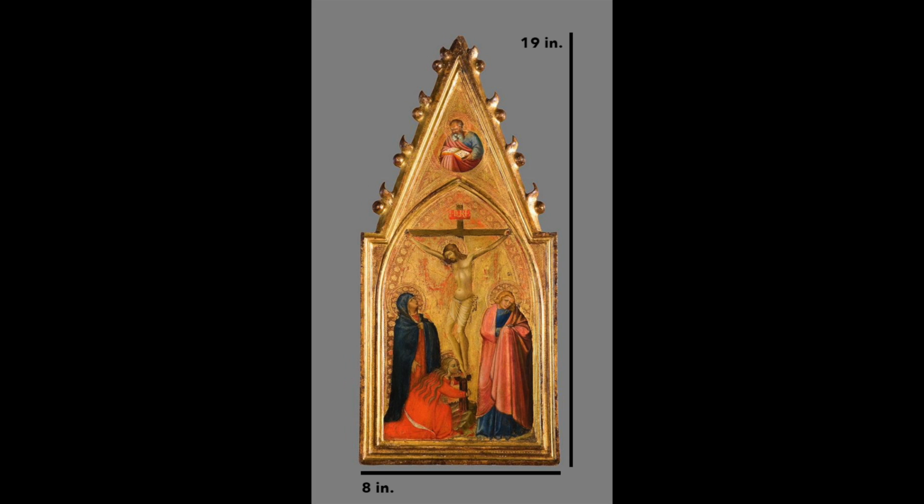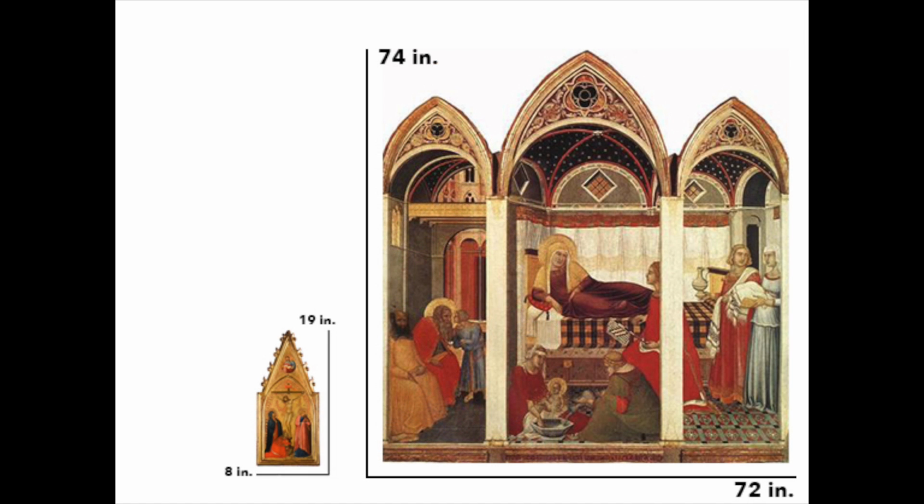It is also important to take the size of this panel into account. The panel is small, measuring about 19 inches in height by 8 inches in width. For comparison, the Nativity of the Virgin altarpiece that you see here on the right, painted around the same time as Crucifixion and painted by Pietro Lorenzetti, an artist of similar style, measures 72 inches by 74 inches. This is only one example, but a common theme seen throughout the 14th and 15th century.